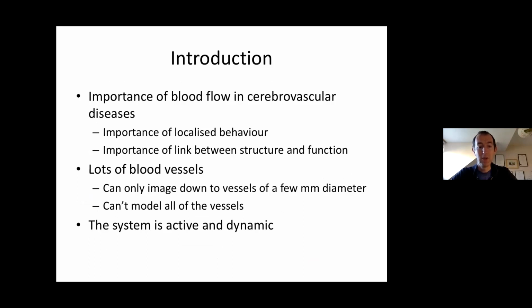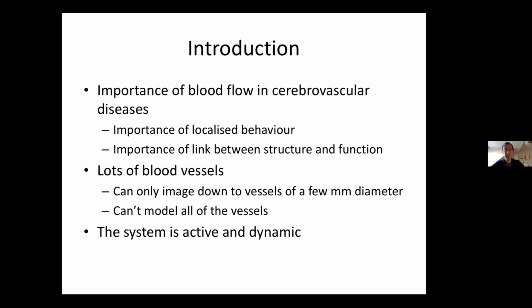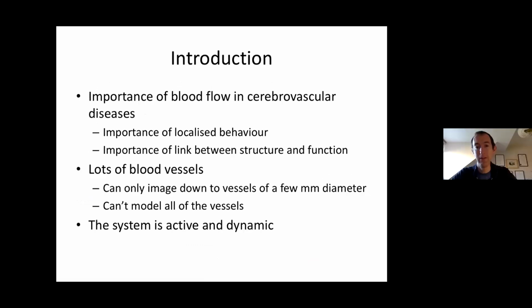So you can see the importance of blood flow in cerebrovascular disease. In particular, the importance of localized behavior, especially when we think about stroke and dementia, and the importance of the link between the structure of the cerebrovasculature and its function. Alongside that, there are a lot of blood vessels in the brain, and we can only image down to vessels of about 1 millimeter in diameter. So we can only really see the large blood vessels. Trying to image all the blood vessels in the brain and model them all is really an impossible task, or likely to remain an impossible task for the time being.